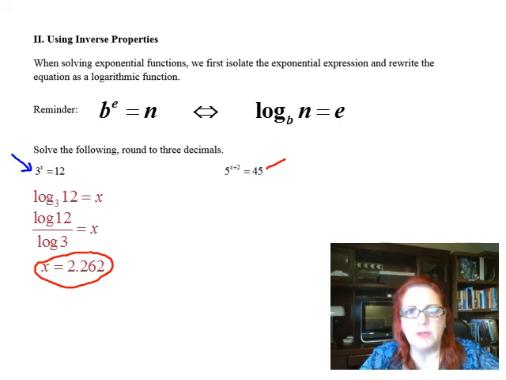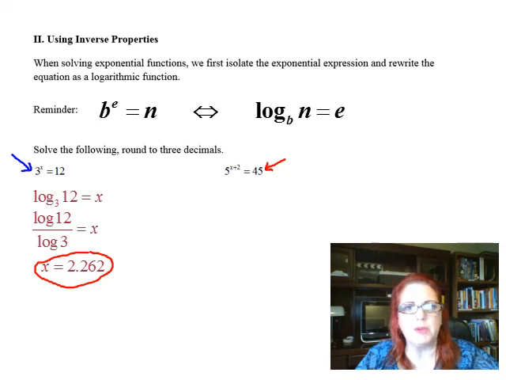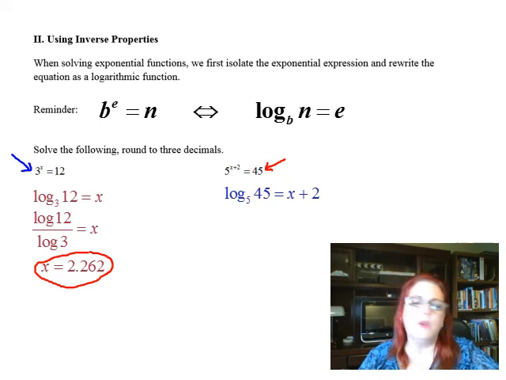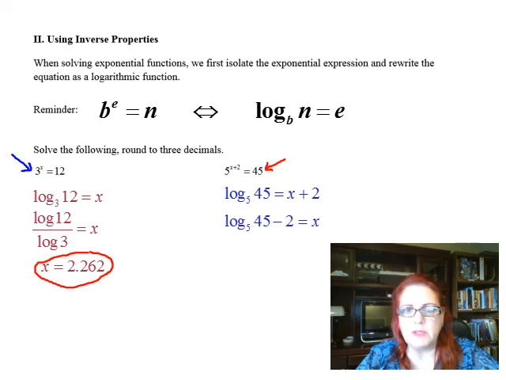Let's try the next one. The x in the exponent is not by itself, so we have an additional step here. I am still going to write this as a logarithmic equation. So I have log base 5 of 45 is equal to x plus 2. Now x is not by itself, so we want to subtract 2 from each side. So we'll have log base 5 of 45 minus 2 is equal to x.